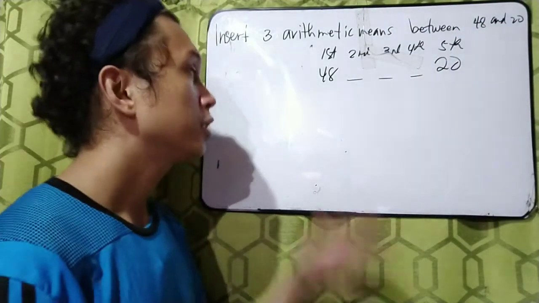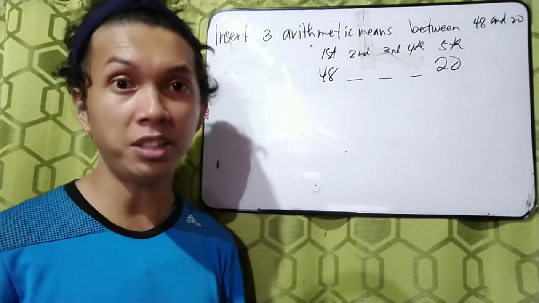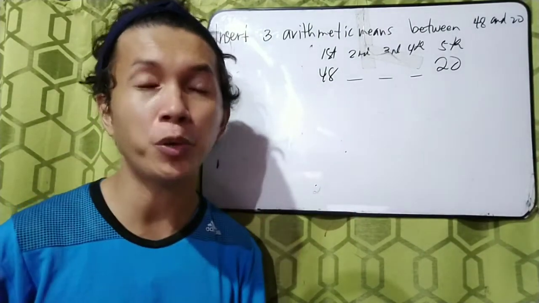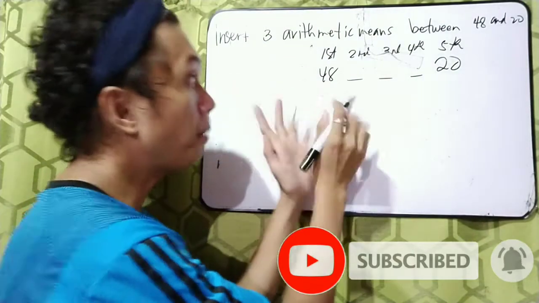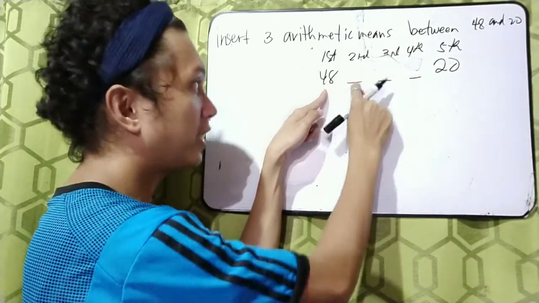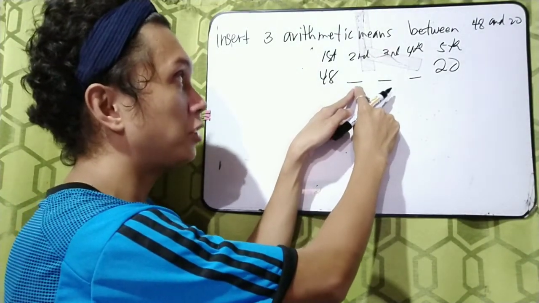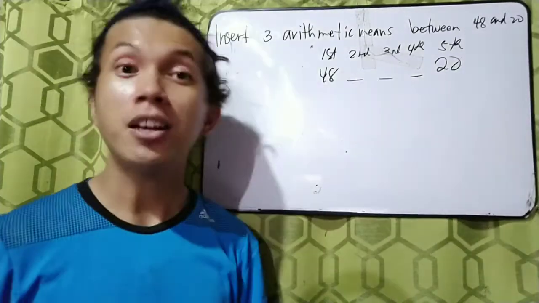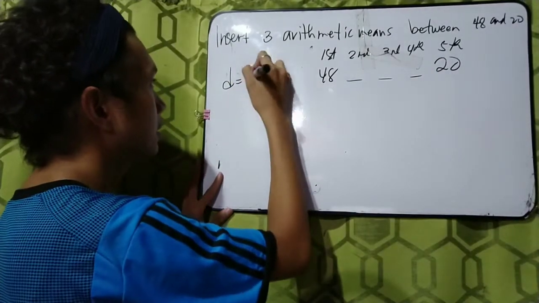To solve this problem, what we need is a common difference. If we try to recall, common difference is the number we add to get the next term. So we need a number to be added to 48 to get the second term. And then we need still the same number to add to the second term to get the third term, and so on and so forth. So we are looking for the common difference.